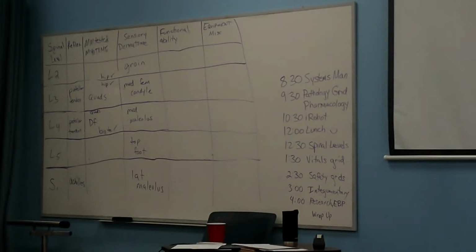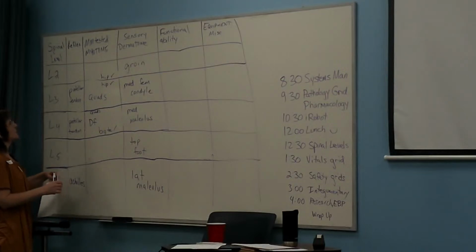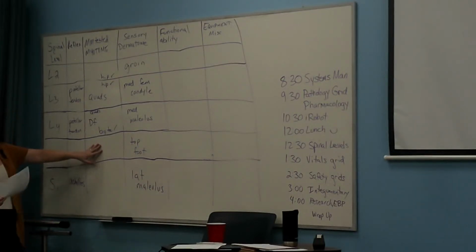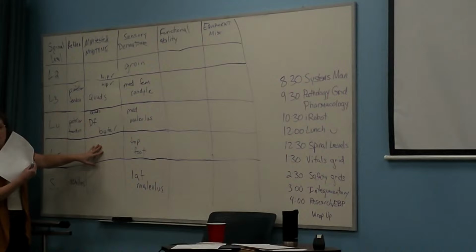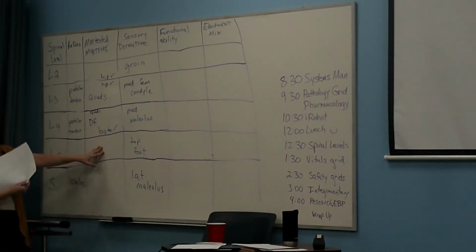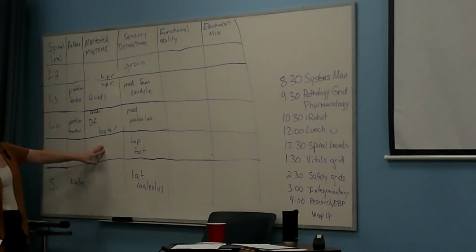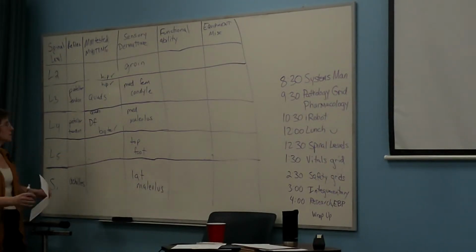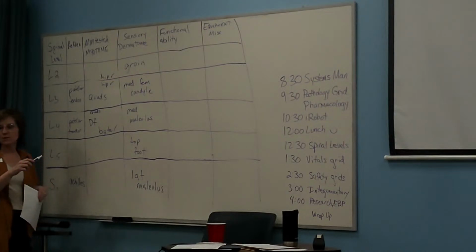We got 2, 3, 4, 5, 1. All right, let's do L5. Woohoo! Almost done, guys. Coming in for the landing. L5 muscle. What's the L5 muscle? Is there a muscle that can differentiate?